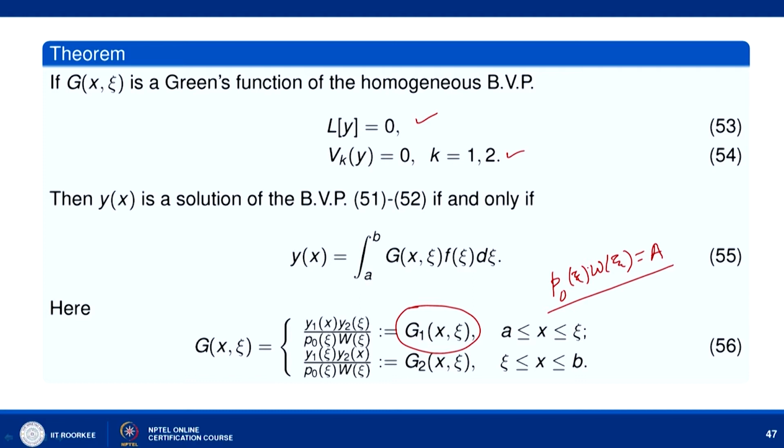So it means that if the Green's function is given for this homogeneous boundary value problem with homogeneous boundary conditions, then the following formula for y(x) will solve the non-homogeneous equation with homogeneous boundary conditions, where G(x, xi) is what we obtained in the previous lecture. That theorem we stated in the previous lecture but did not prove. In this lecture we want to prove the given theorem.